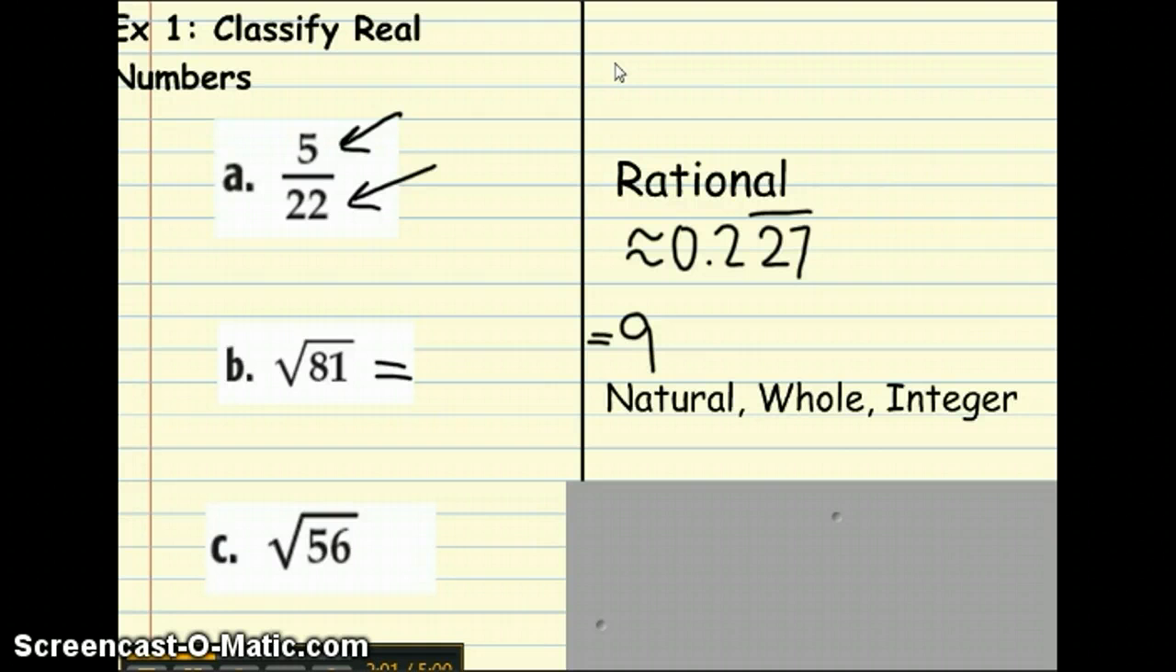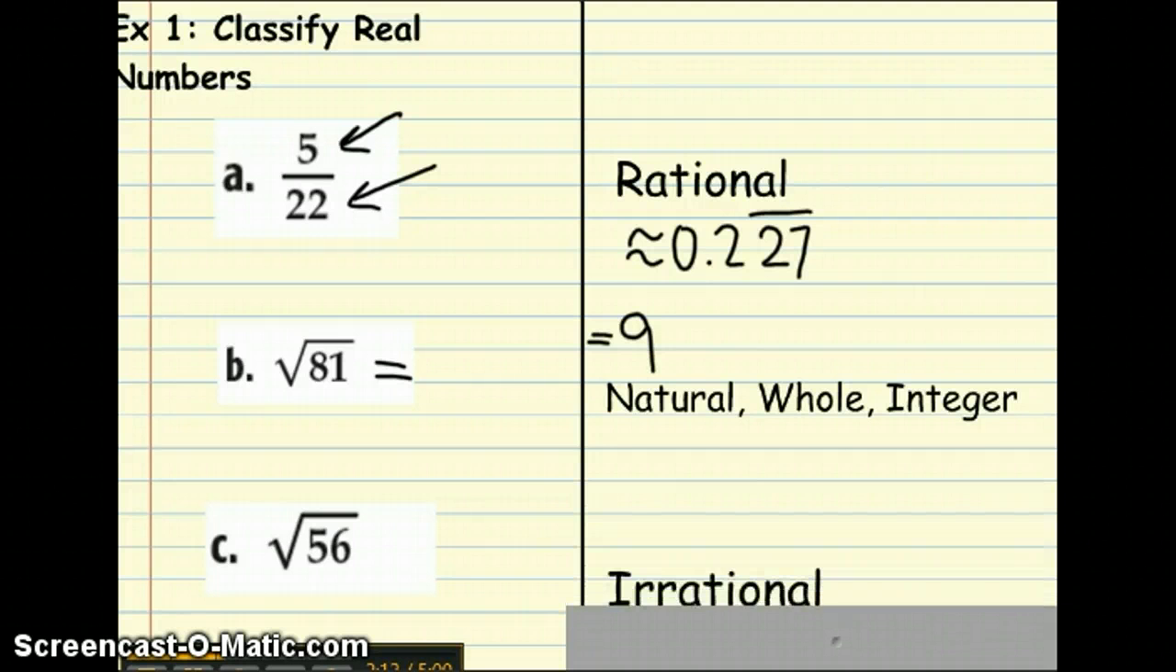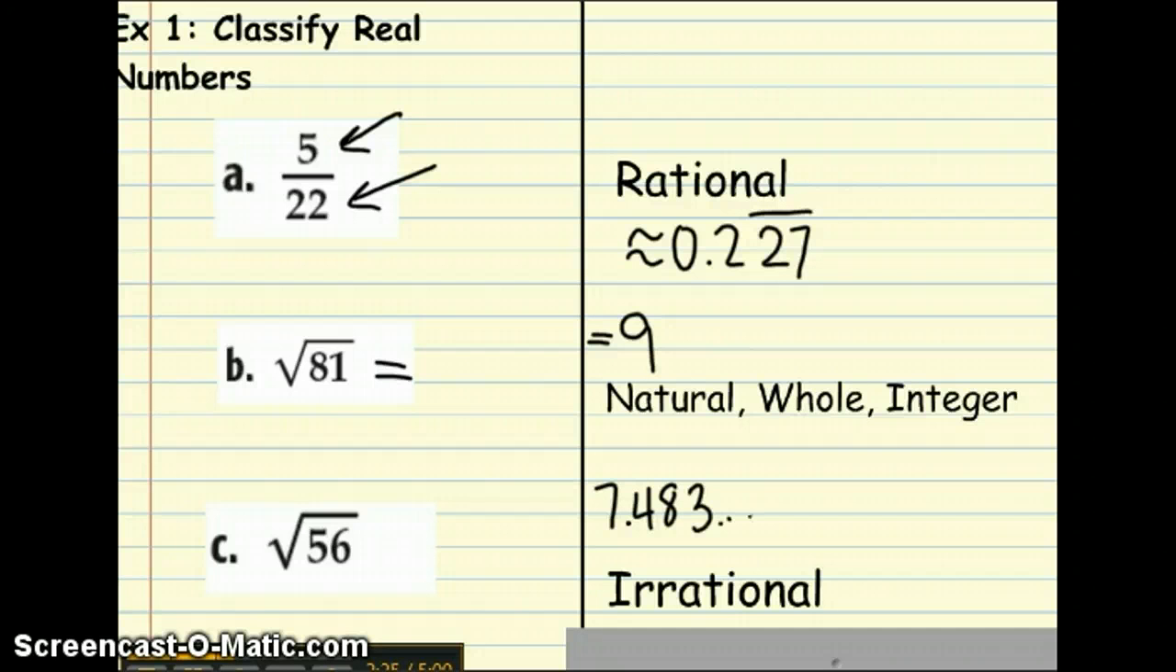And part C, the square root of 56. Now, is this one a perfect square? Will we get a whole number or a natural number out when we take the square root of 56? And the answer is no. When you take the square root of 56, you end up with 7.483. And if I'm looking at my calculator, I'm not noticing a pattern. It goes on and on forever. So this is not a repeating or terminating decimal, which makes this number irrational.